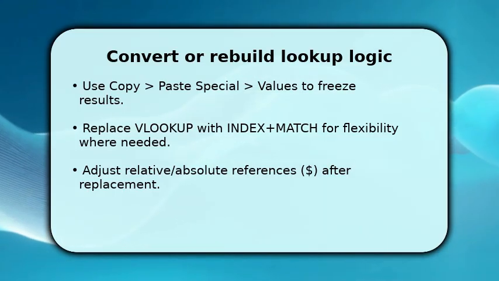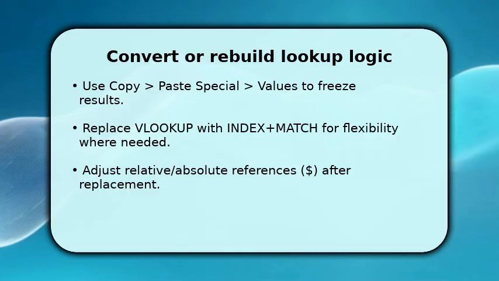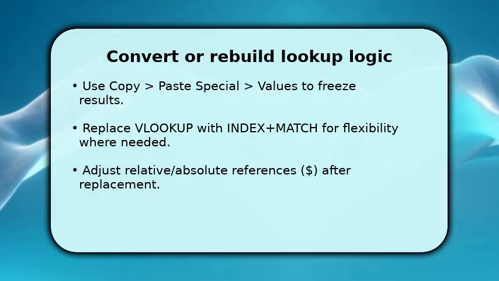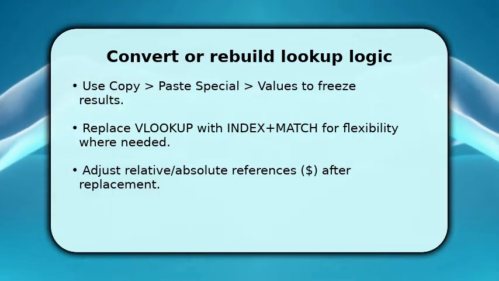If you need dynamic behavior, replace VLOOKUP with INDEX and MATCH to allow leftward lookups and more robust matching. Write INDEX(range, MATCH(key, key range, 0)). Make sure to update $ anchors on ranges so formulas still work when filled. Once replacements are done, evaluate dependent cells to ensure no #REF! or broken links appear.